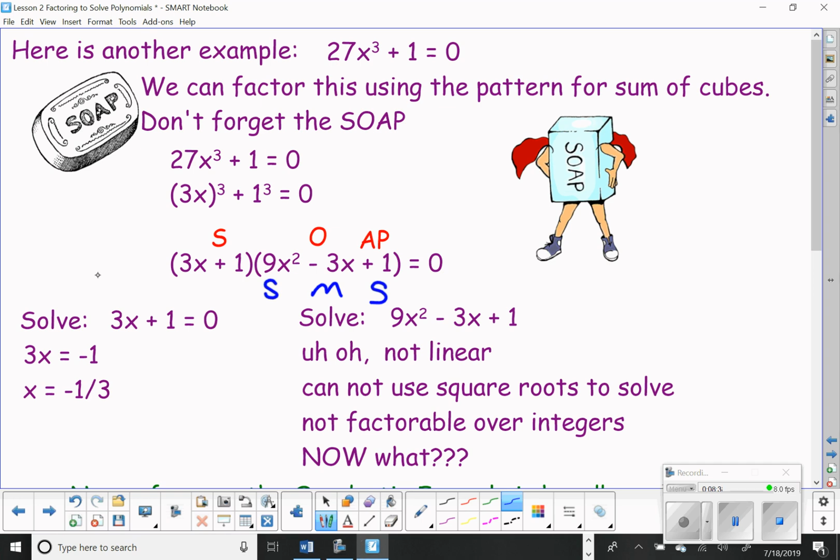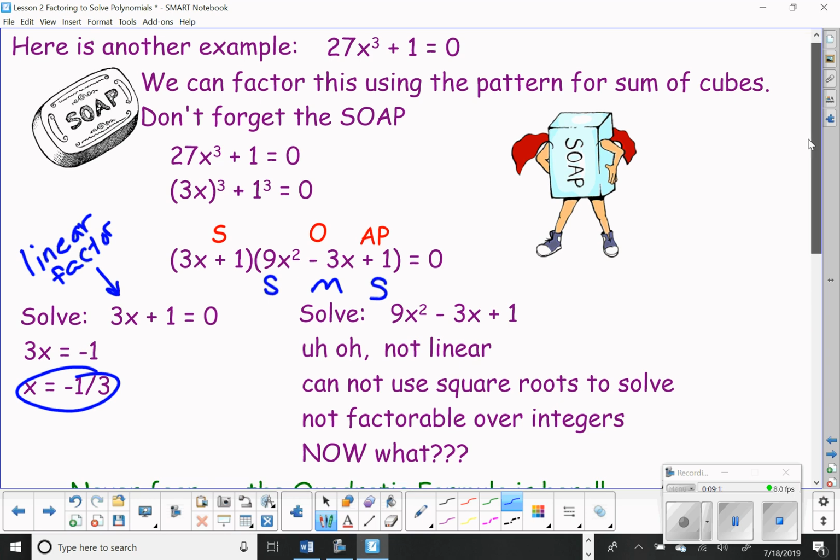Now, this one here, this linear factor, I'm going to use all of our math words. Our linear factor is easy. We set it equal to 0 and solve, and we've got a real solution. On the other hand, it should be noted that unless you have a greatest common factor that you did not take out, the quadratic that is left when you've got a sum or difference of cubes is not factorable. There are no factors of 9 that add up to negative 3. So you've got to use the quadratic formula.